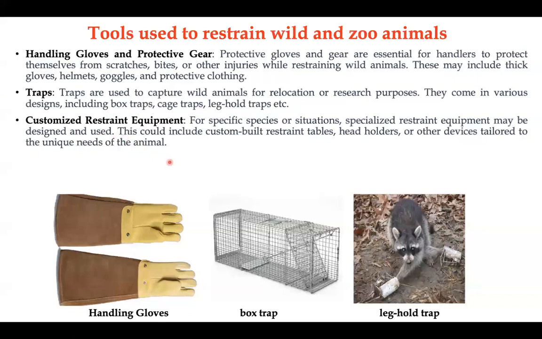Other than these kinds of tools, we can have customized tools for our specific purpose. It depends on the species and situation we are handling. Equipment may be designed and used, maybe custom built tables or head holders for animals, or other devices that help to minimize the stress of the animal and also to secure the handler.